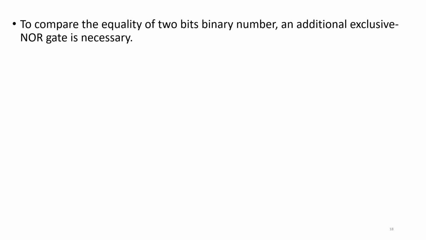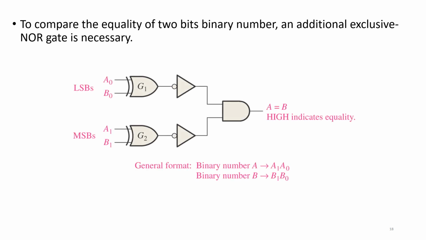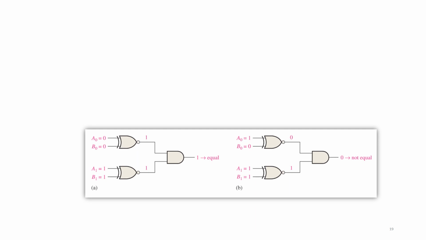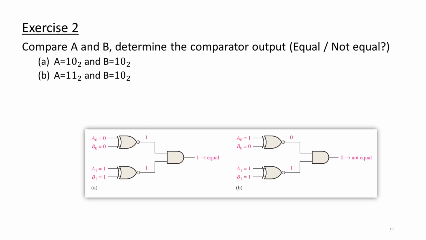To compare the equality of 2-bit binary numbers, we can use an additional exclusive NOR gate like this. And we add an inverter at the output of each LSB or MSB. And then we use an AND circuit at the end. And if both are equal, then that means the output is equal: the number A is equal to B.